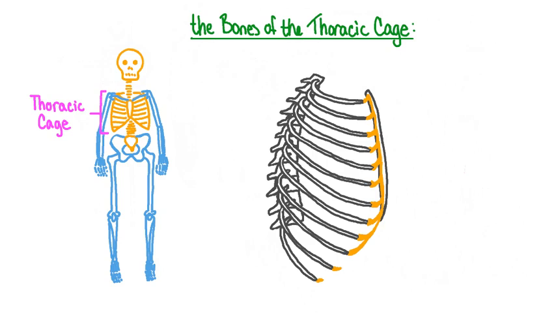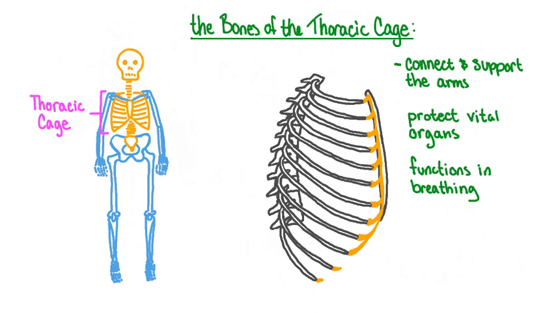The thoracic cage is also commonly called the rib cage. The thoracic cage serves several different functions. It connects and supports the bones and muscles of the arms and upper body. It surrounds and protects the delicate tissue of the lungs and the heart, as well as other vital organs like the liver and kidneys. It also connects and supports the diaphragm and intercostal muscles, which allow us to breathe.